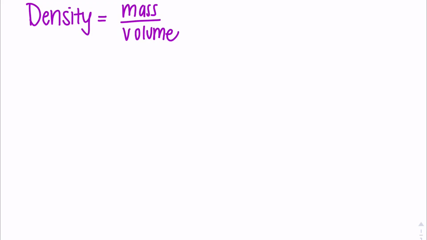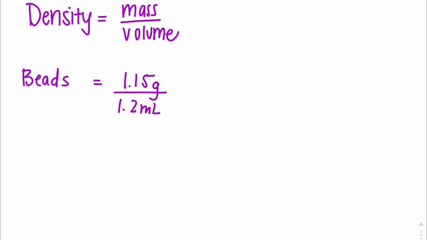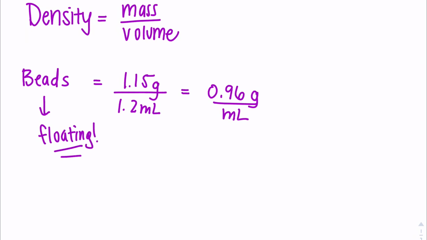So now let's calculate the density of the bead. When measured, I got a mass of 1.15 grams and a volume of 1.2 milliliters. And if we calculate this, it's 0.96 grams per milliliter. And this makes sense because the beads were floating, meaning their density must be less than 1, because 1 is the density of water.